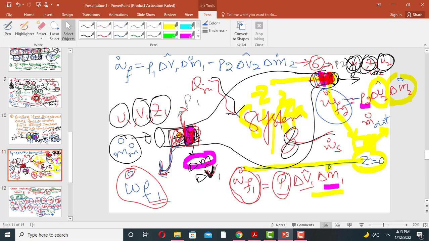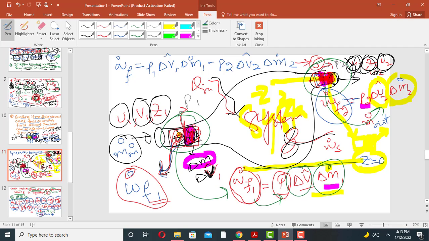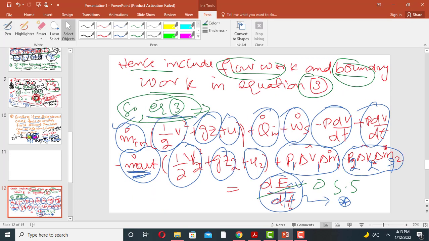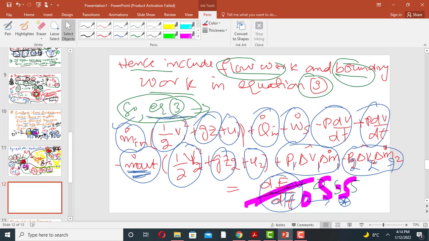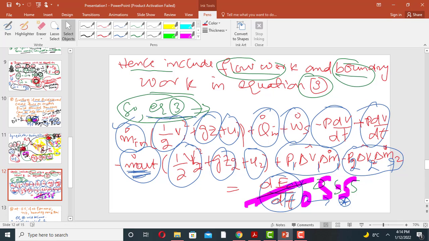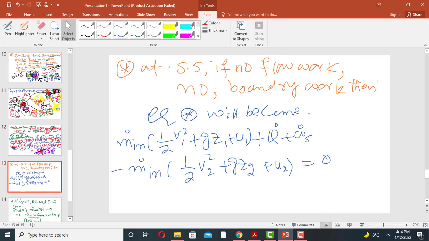So this is the flow energy at point number 1, and the flow energy at point number 2 is this one. At point number 1, the flow energy is Wf1, and it is equal to P1 times delta V1, that is P1 V1 delta M1. Now at steady state this term will be equal to 0. Change in accumulation will be equal to 0. Similarly, at steady state the accumulation term will be equal to 0, and there is no accumulation.